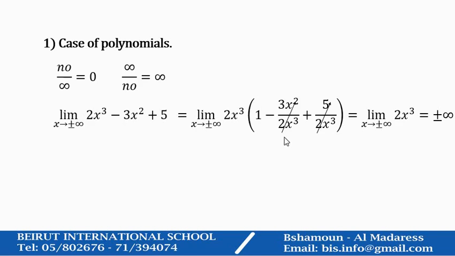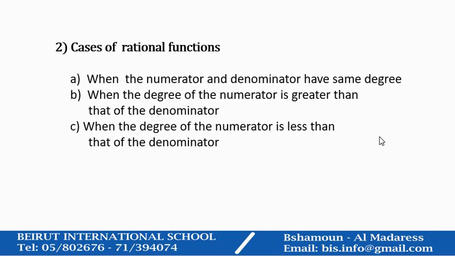As we said before, 3x squared over 2x cubed is 3 over 2x. When you substitute for x infinity, it is 3 over infinity, 0. 5 over infinity is also 0. We end up with the limit as x approaches plus or minus infinity of 2x cubed. By substituting, you will end up with plus or minus infinity.